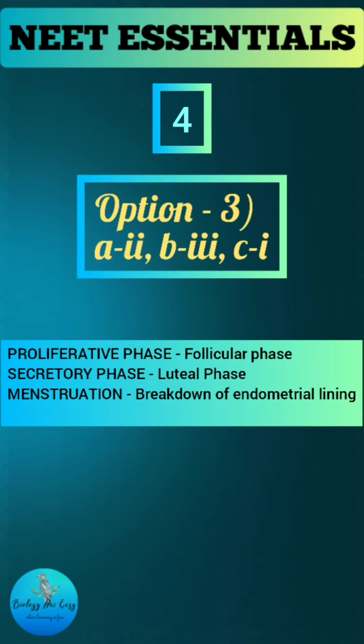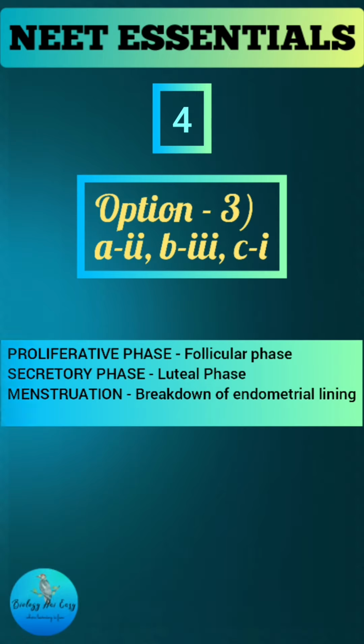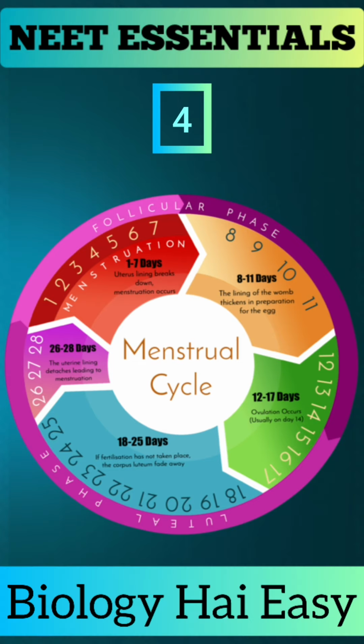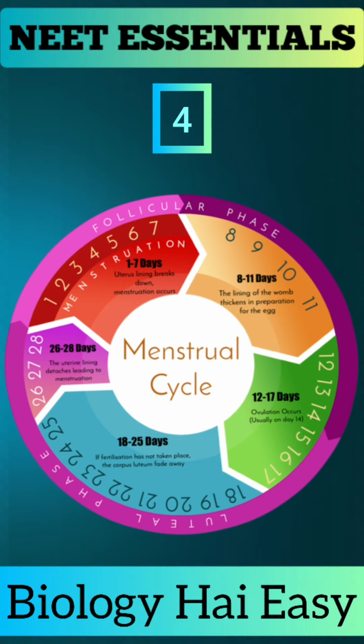Option 3. Proliferative phase is also known as follicular phase. Secretory phase is also known as luteal phase. And menstruation means breakdown of endometrial lining of uterus. It is shown diagrammatically here.